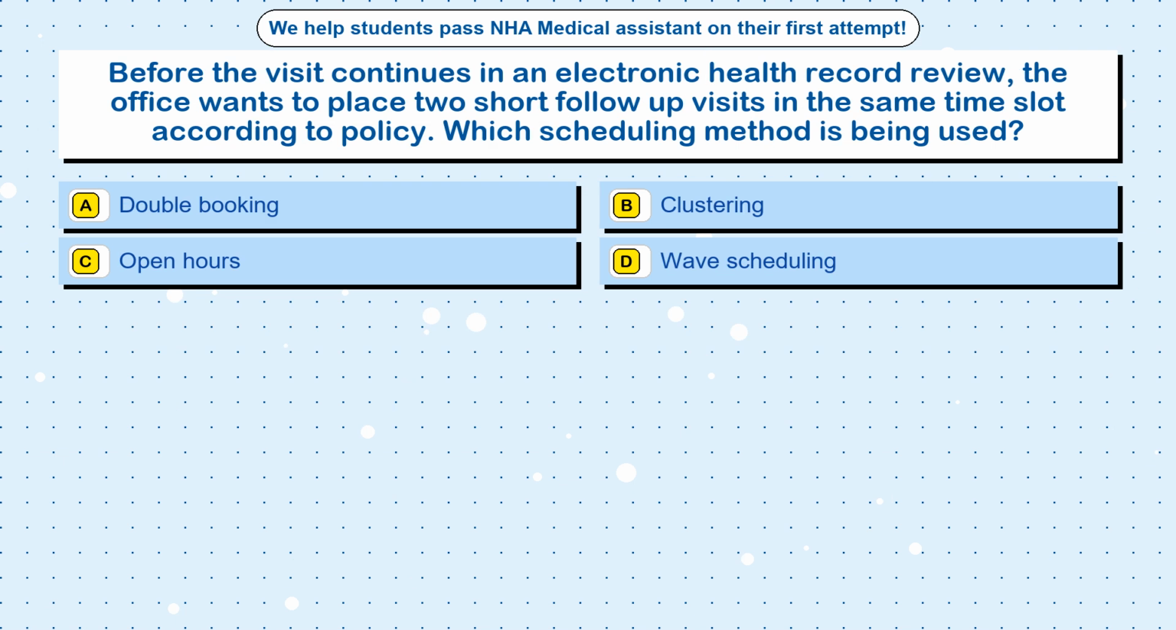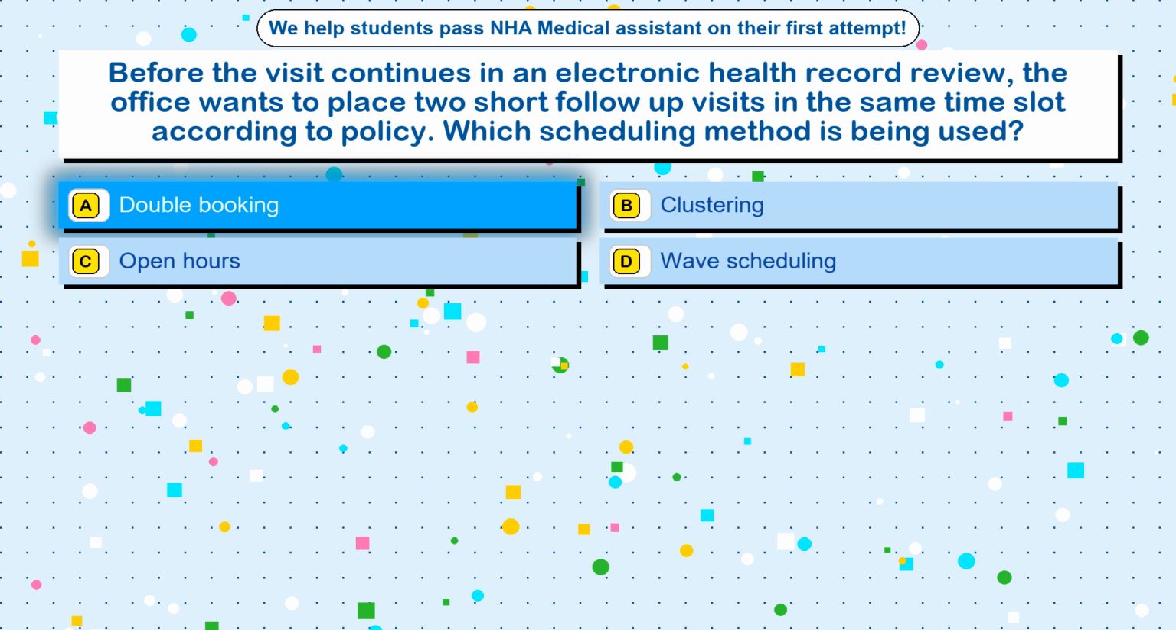Question 20. Before the visit continues in an electronic health record review, the office wants to place 2 short follow-up visits in the same time slot according to policy. Which scheduling method is being used? Option A. Double booking. Option B. Clustering. Option C. Open hours. Option D. Wave scheduling. The correct answer is option A.